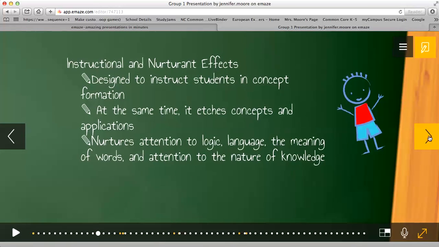Instructional and nurturant effects. Designed to instruct students in concept formation. At the same time, it etches concepts and applications. Nurtures attention to logic, language, the meaning of words, and attention to the nature of knowledge.